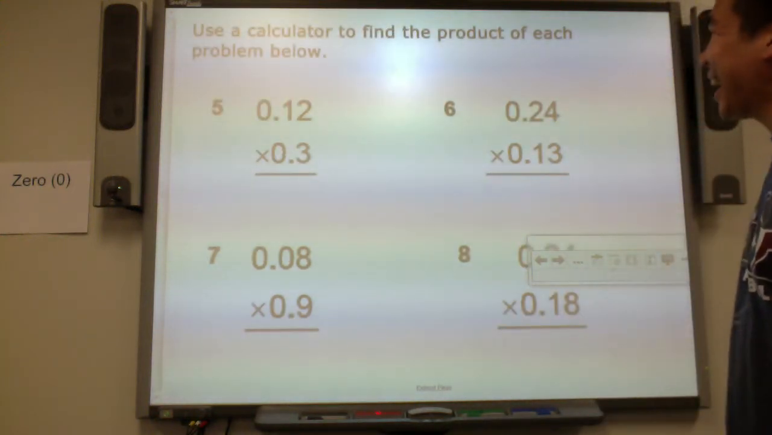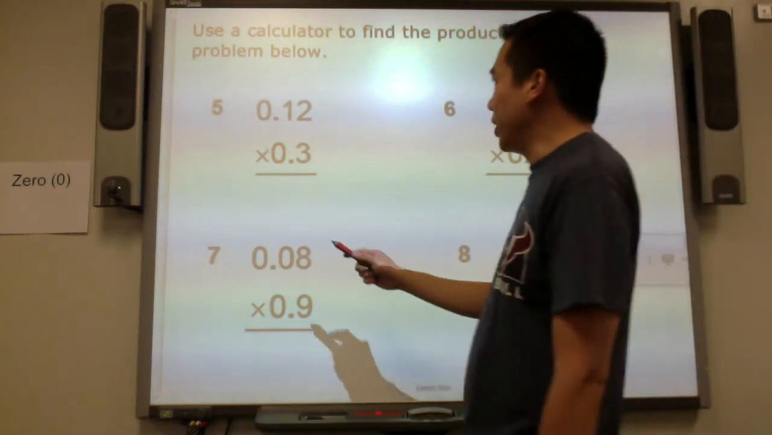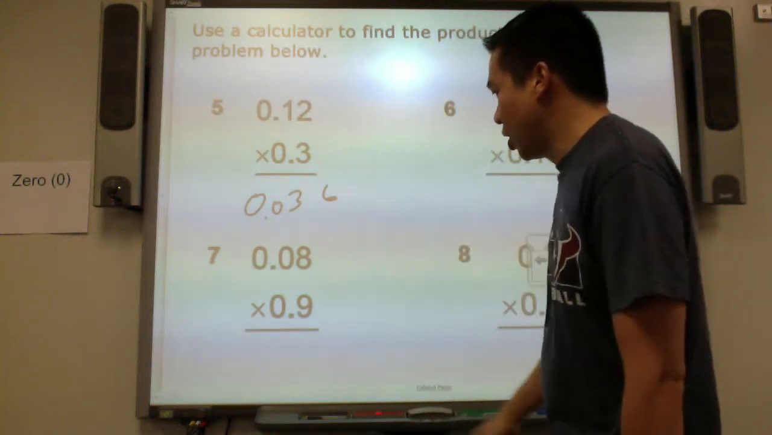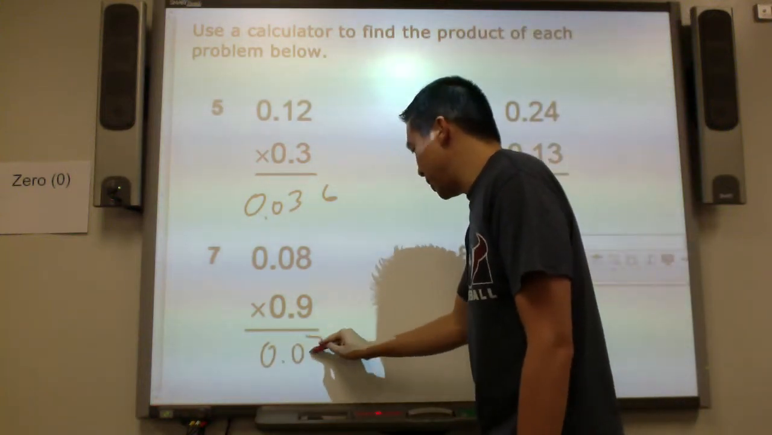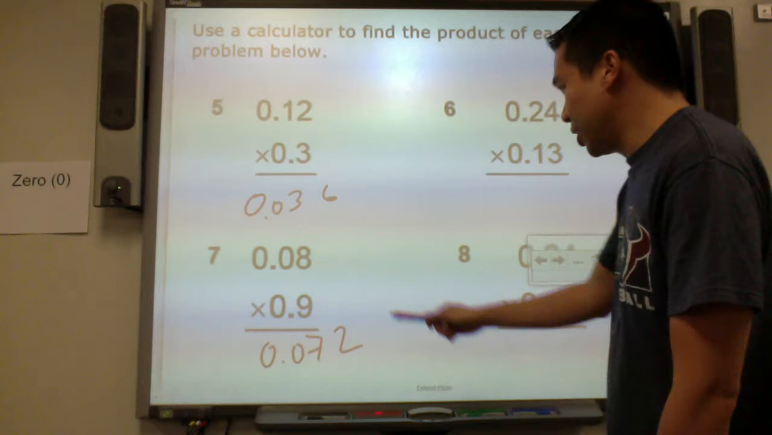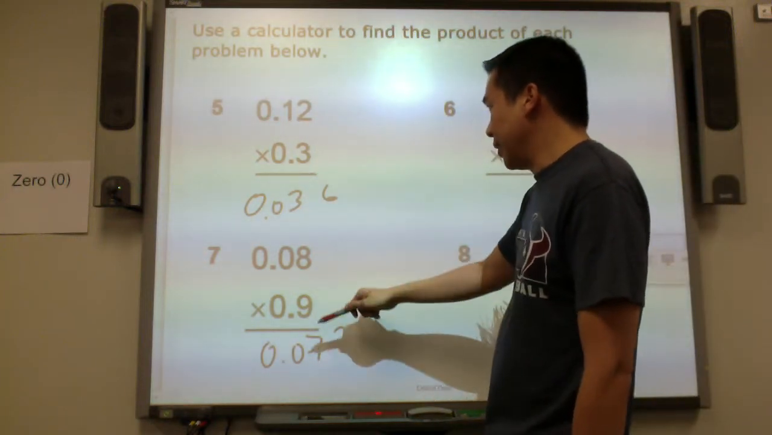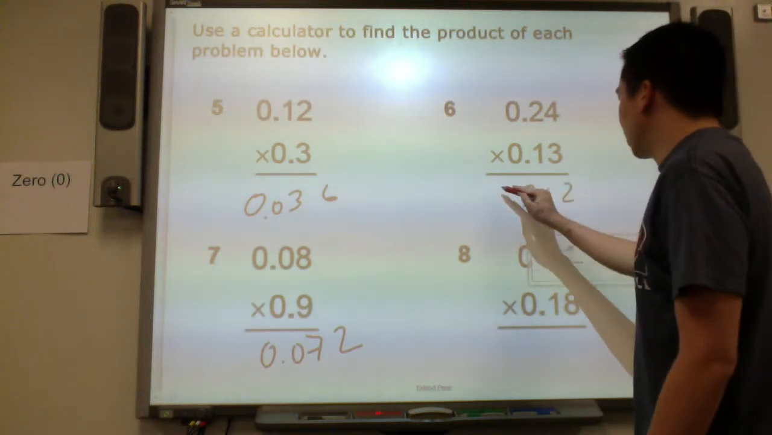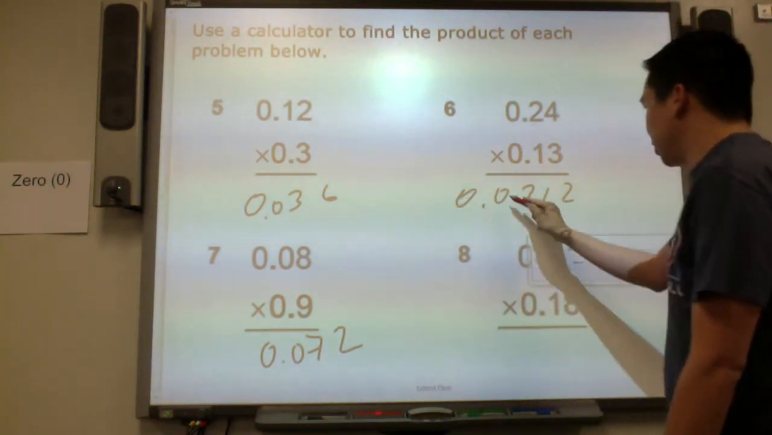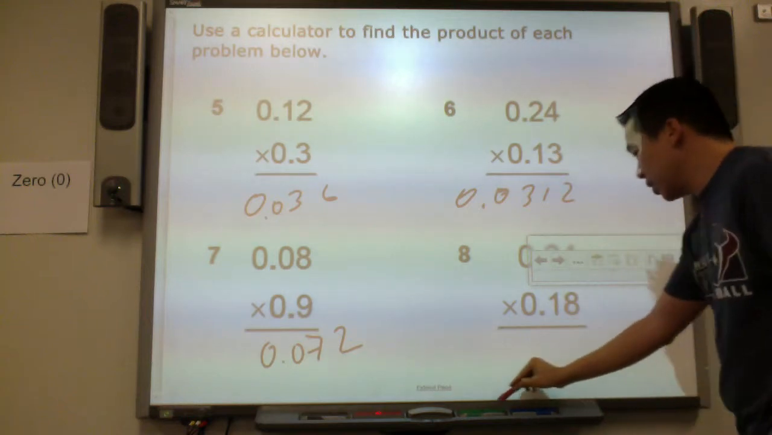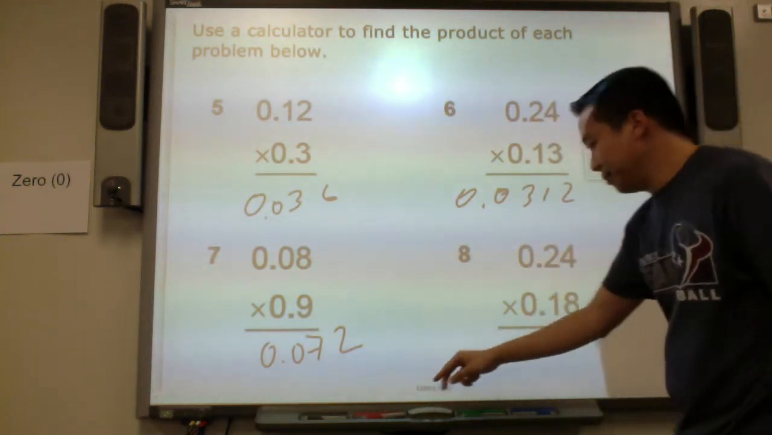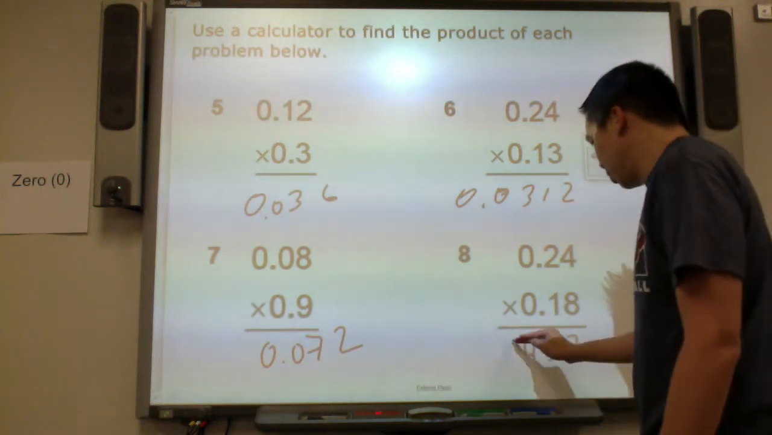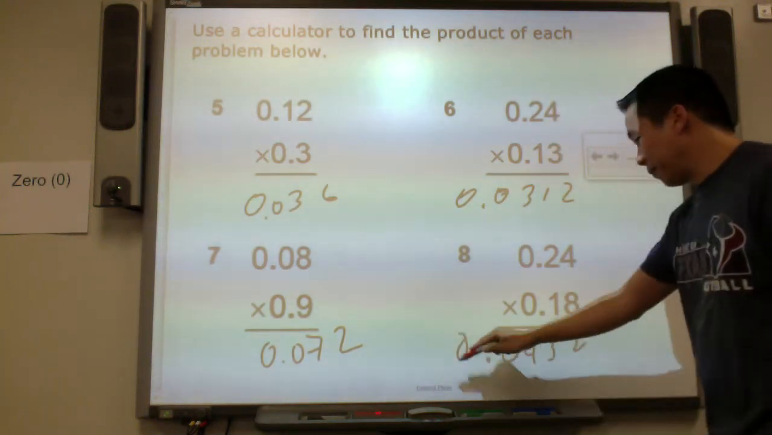Now, using a calculator, what would each one be? Using a calculator, this would be 36 hundredths. Using a calculator, this would be 72. So this is 36 thousandths, I'm sorry, and this will be 72,000. Using a calculator, this one will be 312 ten thousandths. And using a calculator, this one is 432.